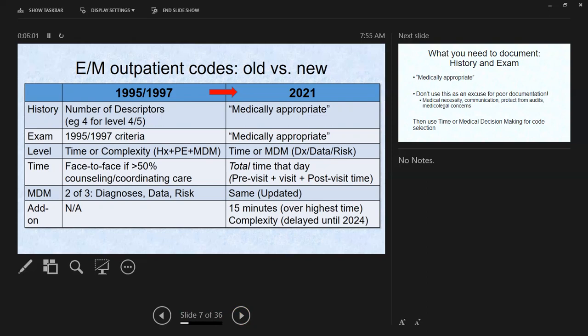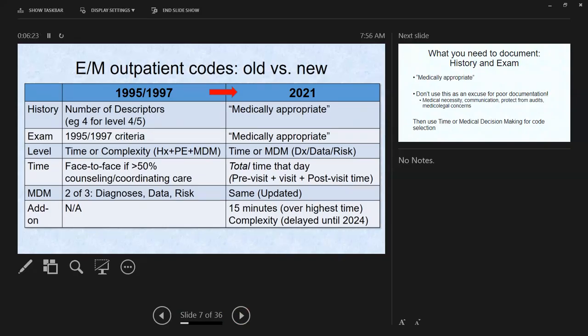In the 1995, 1997 criteria, our history had a certain number of descriptors: onset, location, duration, exacerbating signs or symptoms. In 2021, you just have to do a medically appropriate history. For the examination, you had to meet certain criteria for the old examination. In 2021, the medically appropriate examination needs to be performed and documented.